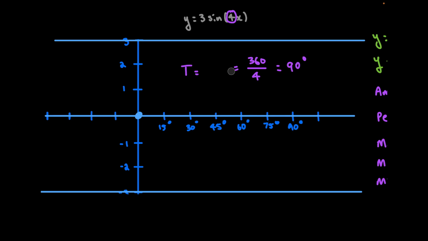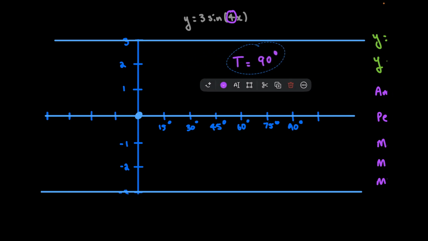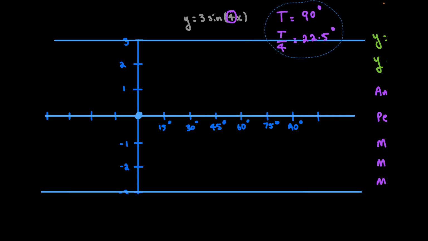Just for the purposes of drawing our graph, just for making it nice and easy for ourselves, I'm also going to work out, what is the period divided by 4? What is a quarter of my period? So a quarter of my period is the same as 90 divided by 4. And 90 divided by 4 is simply just 23 degrees. Sorry, not 23 degrees. It's equal to 22.5 degrees. So now that we have the period divided by 4 is 22.5 degrees, we can actually draw it on our graph like following.